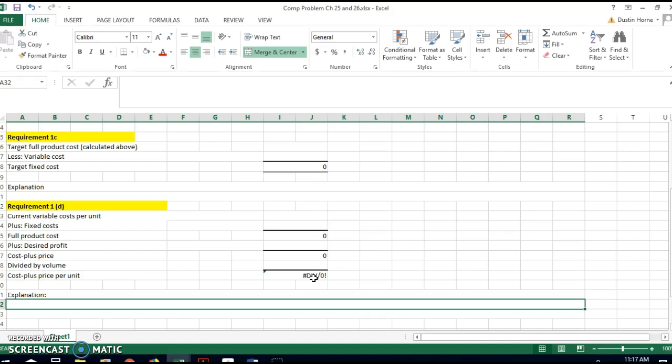So that is all for requirement 1. If you have any questions, feel free to ask. I will provide you with this spreadsheet so you can put your numbers in.